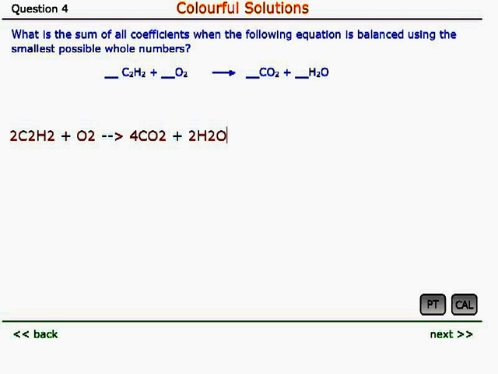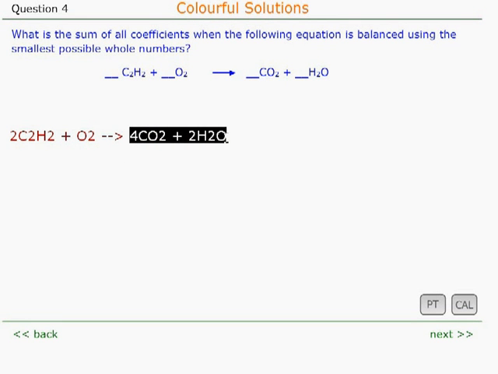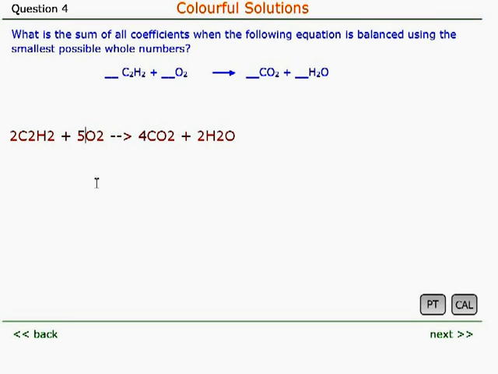Now, if we've started off with 2 C2, that's 4 carbons, so we must have 4 carbon dioxides. And we've got 2 H2, so that's 4 hydrogens, which is enough for 2 water molecules. Now let's add up the oxygens we've got. Well, on the right hand side we have 4 CO2, 2 H2O, so there's 4 O2s, which is 8 oxygens, and 2 O's, which is 2 oxygens. That makes 10 altogether, so that's telling me that I have to put a 5 here.